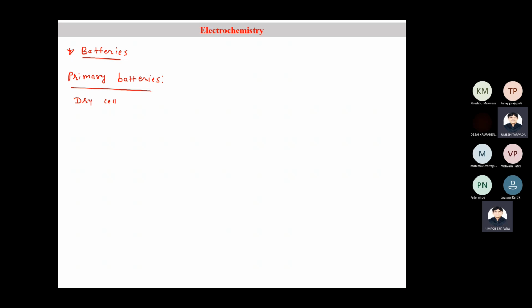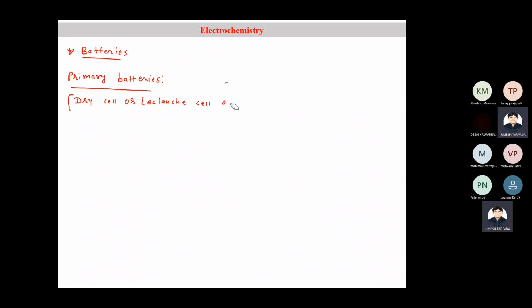The name is given dry cell, but actually it is not a dry cell, because if it were dry, the cathodic and anodic reaction would not take place. It is a wet cell, but the name is given dry cell, or you can say Leclanché cell, or primary cell, or non-rechargeable cell.